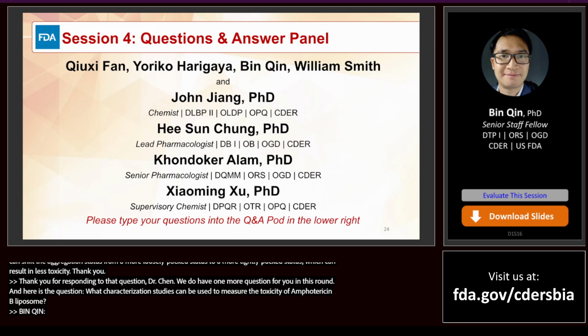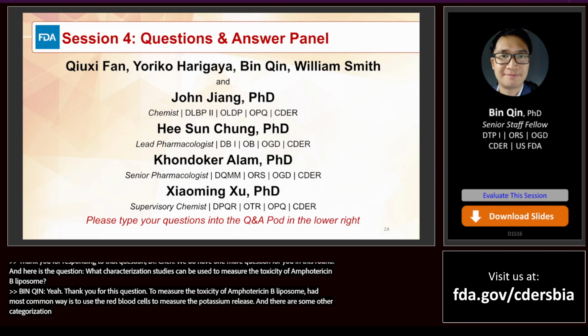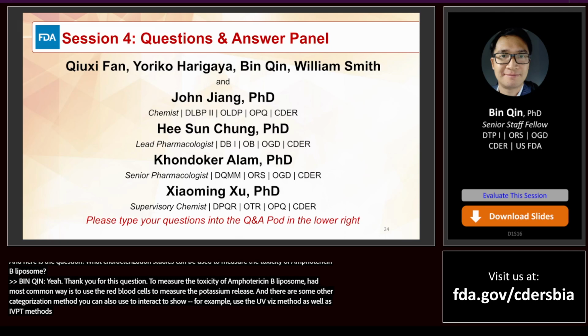Thank you for this question. To measure the toxicity of amphotericin B liposome, the most common way is to use red blood cells to measure the potassium release. There are some other characterization methods you can also use, for example, UV-Vis methods as well as IVIT methods. From the GDUFA research, we found those characterizations can also indicate the toxicity. Thank you.